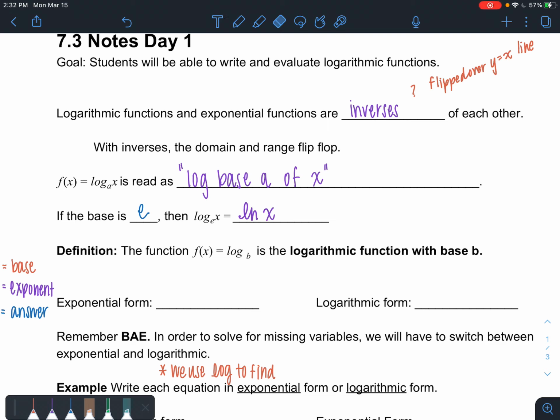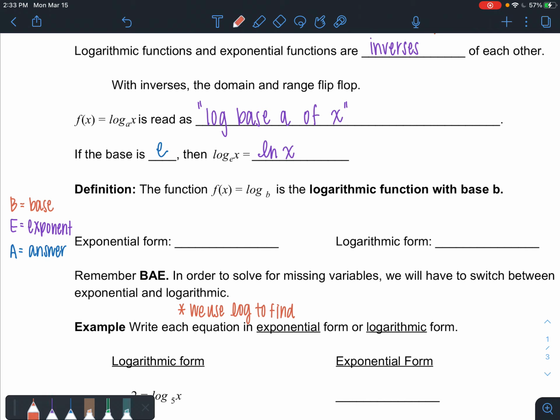Okay, so we are focusing, if you remember, on writing logarithmic functions. So this is the writing of it. If we have something in exponential form, notice over here I have b, e, and a. So if I have an exponential function, it has a base, then it has an exponent, and that gives me some kind of answer. So b to the e equals a. So an example of that would be, let's do 3 to the 2 equals 9.